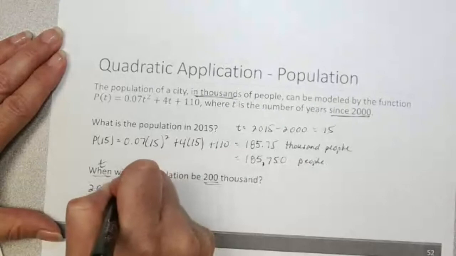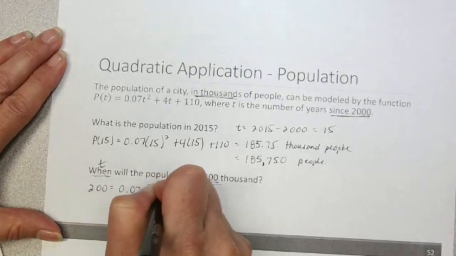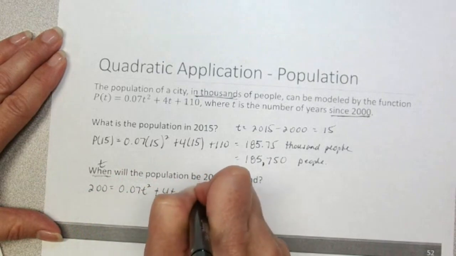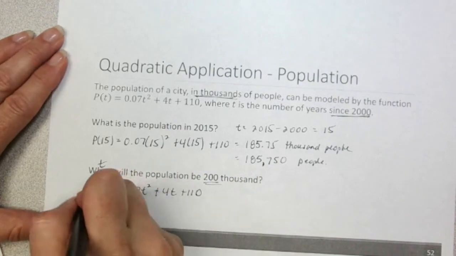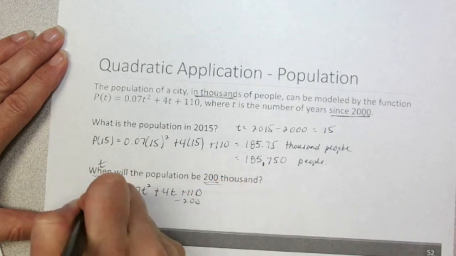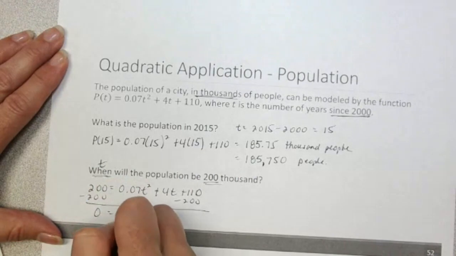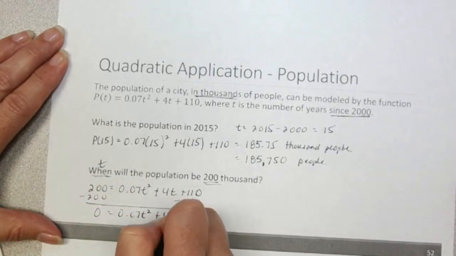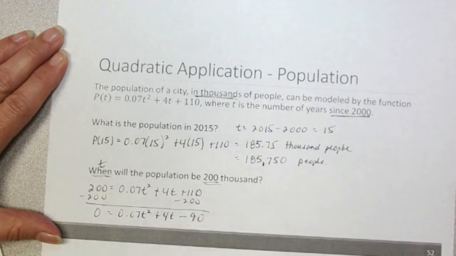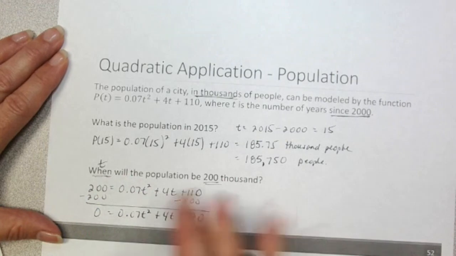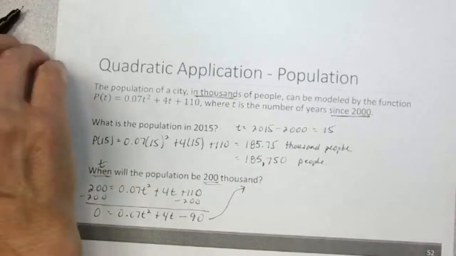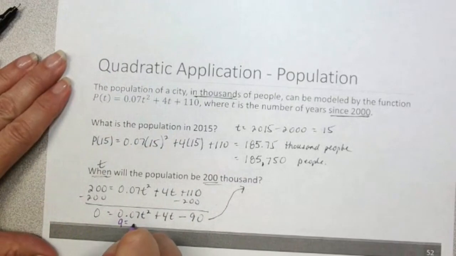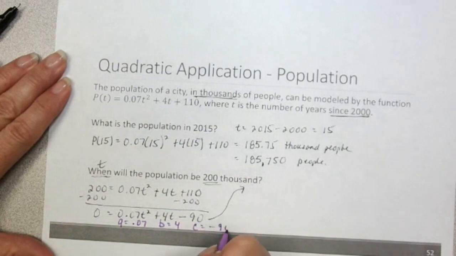So our equation is going to say 200 equals 0.07 t squared plus 4t plus 110, and we want to solve for the t. It's not set equal to 0, so let's set it equal to 0 first. Subtract that 200 from both sides. So then 0 equals 0.07 t squared plus 4t minus 90. I'm not even going to try and factor that one because of the decimal here. I think I'm just going to use the quadratic formula. A is equal to 0.07, B is equal to 4, and C is equal to negative 90.